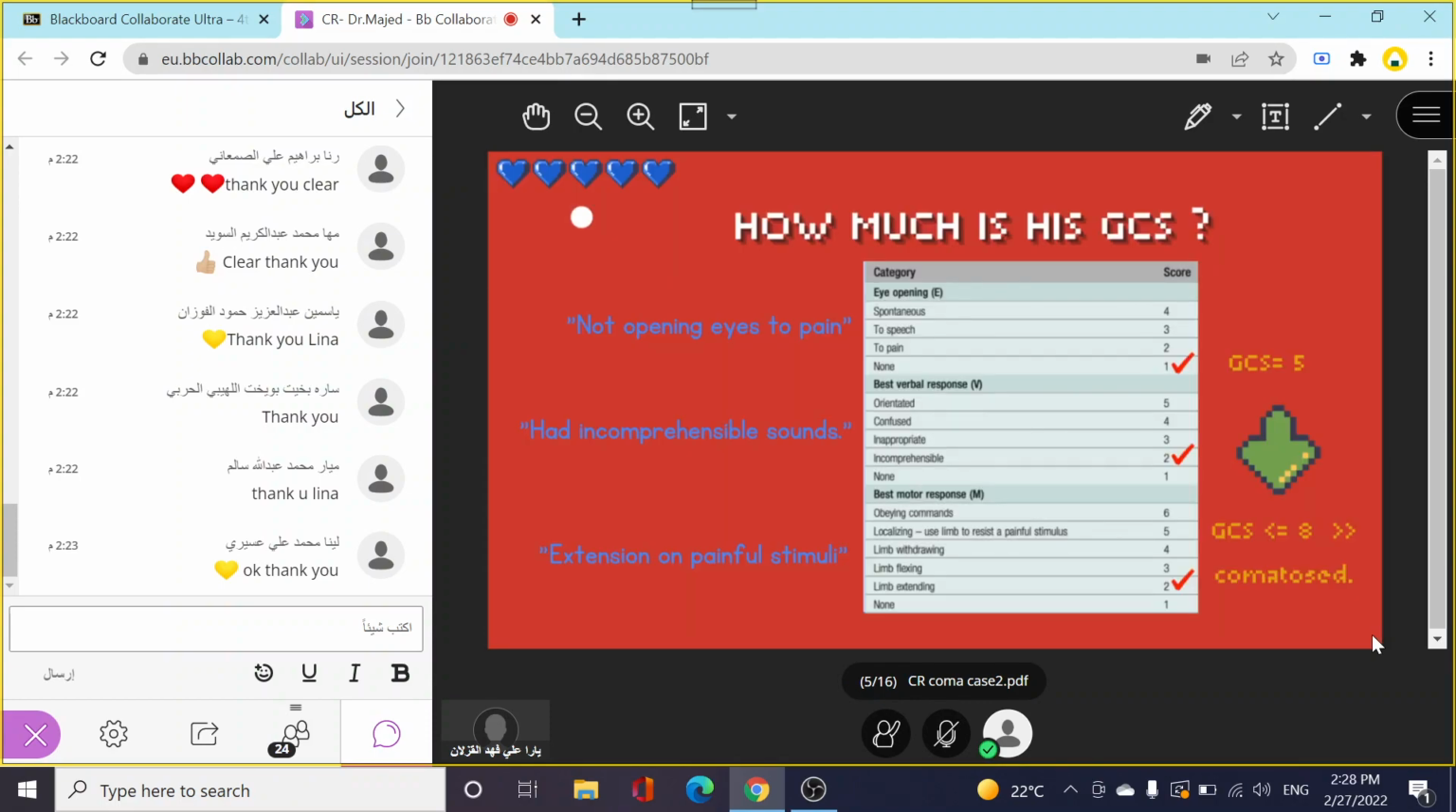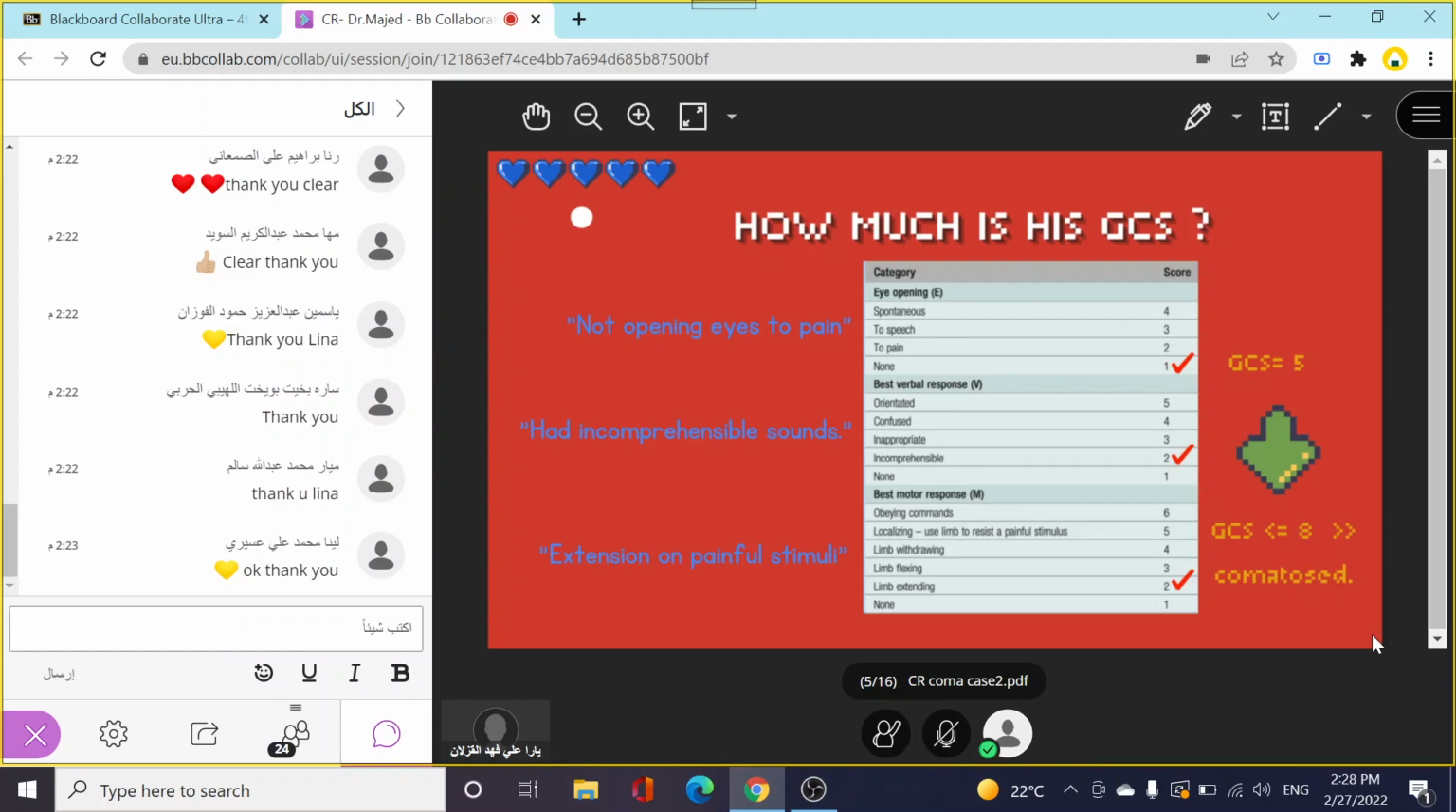So the Glasgow Coma Scale for this patient: in the history, it says that he's not opening his eyes to pain. So the patient's eyes do not respond to any stimuli, and the score is 1. He had incomprehensible sounds. So he has a verbal response, but it is incomprehensible, which is why he will get 2.